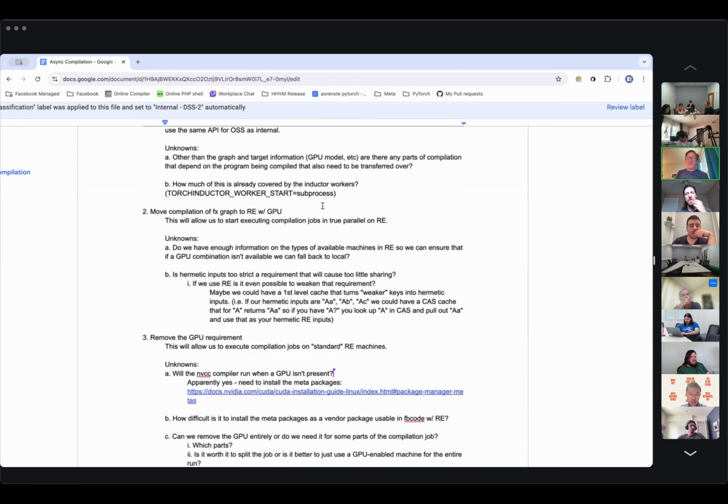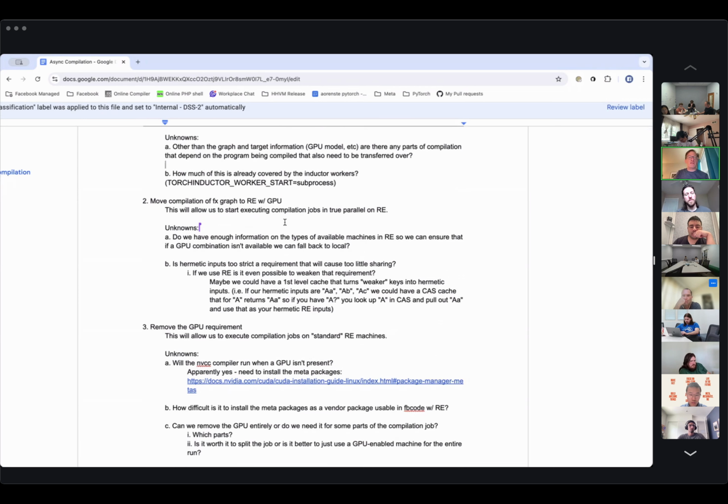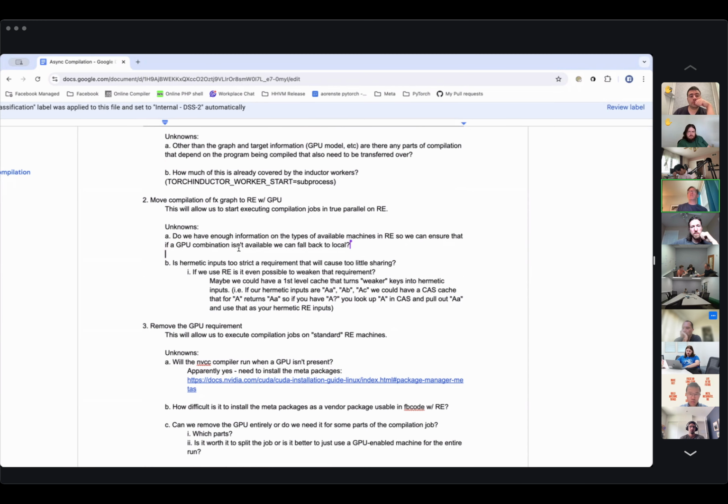Okay, so the second step, moving the compilation of FX graph to RE with a GPU, I think is pretty straightforward. Once you have stuff in a separate sub-process, just getting RE to do that is going to be pretty straightforward. Again, as we said before, making sure that the RE workers have the exact right GPU for what we want to build is a question. And there's also this other issue, which is that RE is very hermetic. We've talked about this before with other things: is the hermetic input of that cache too strict? Do we want to loosen that? There are ways we can do this, and I think that will work. But for step 1, just getting it to work, we want to be as hermetic as possible, and then we can loosen things as necessary.